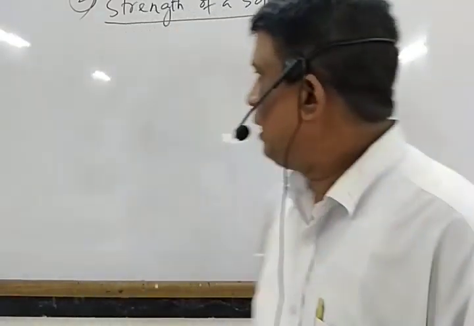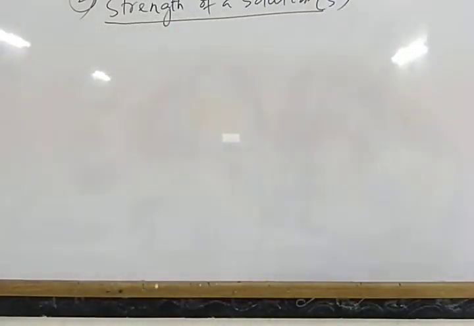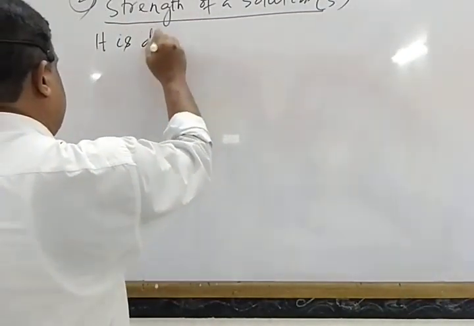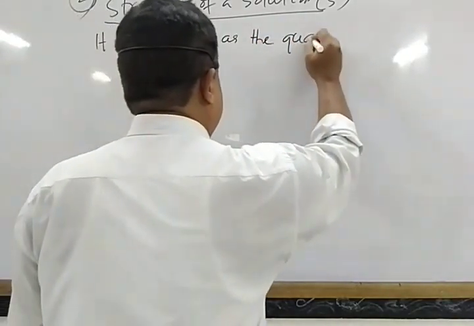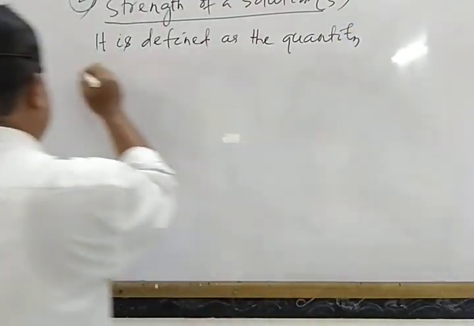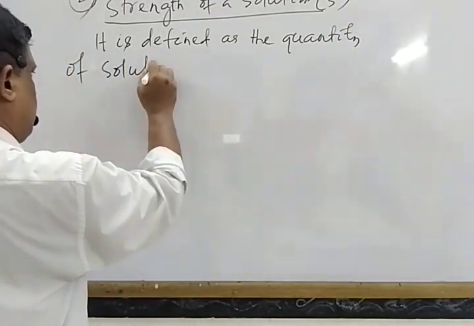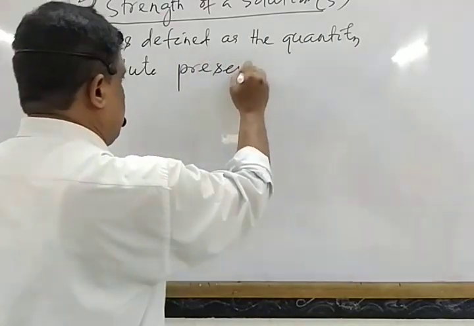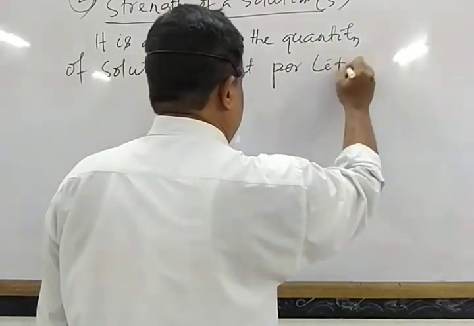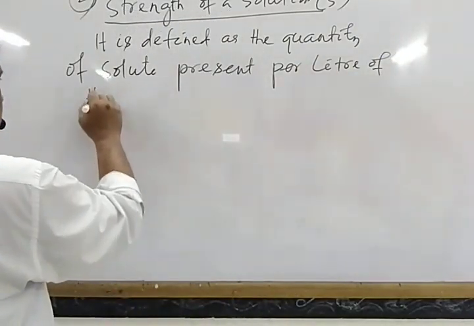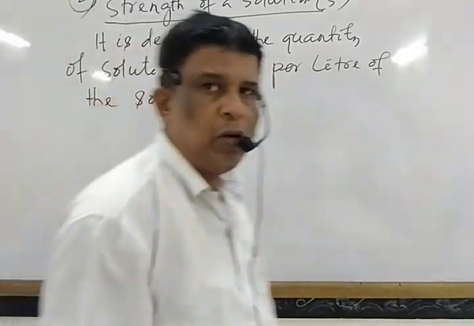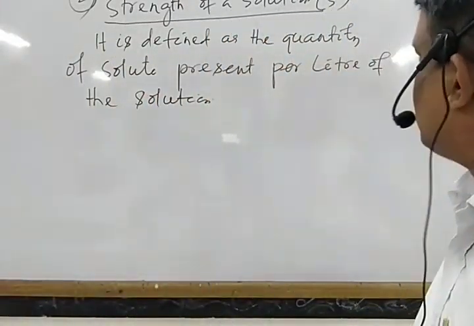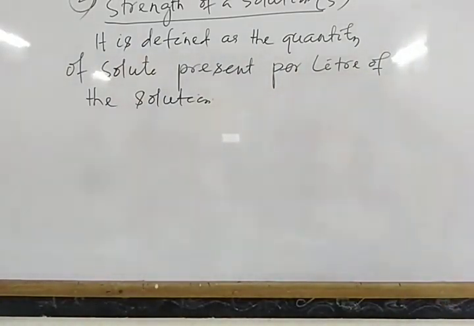Strength of a solution is defined as the amount of solute present per liter of the solution. Mark that. I repeat again, the strength of a solution is defined as the quantity of the solute present per liter of the solution.